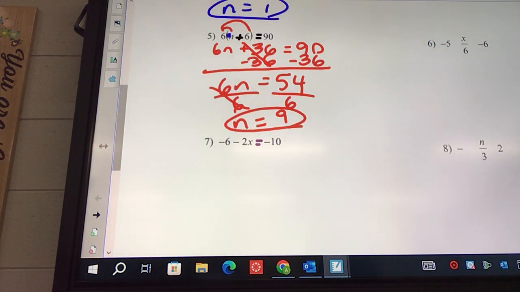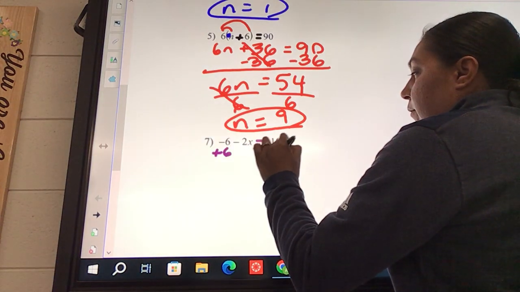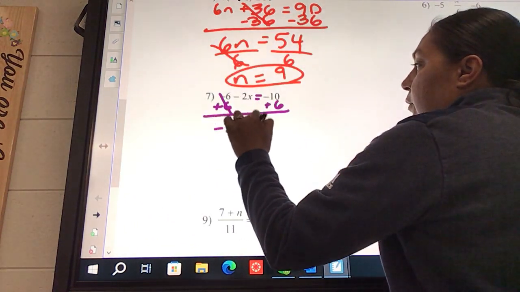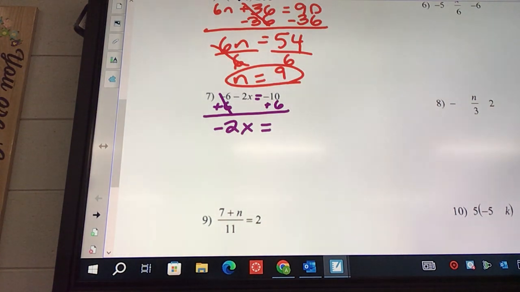Okay, look at number 7. What needs done first? Move the 6. It's a minus 6, so we're going to add 6. So I got negative 2x is going to equal what? What is negative 10 plus 6? Negative 4.